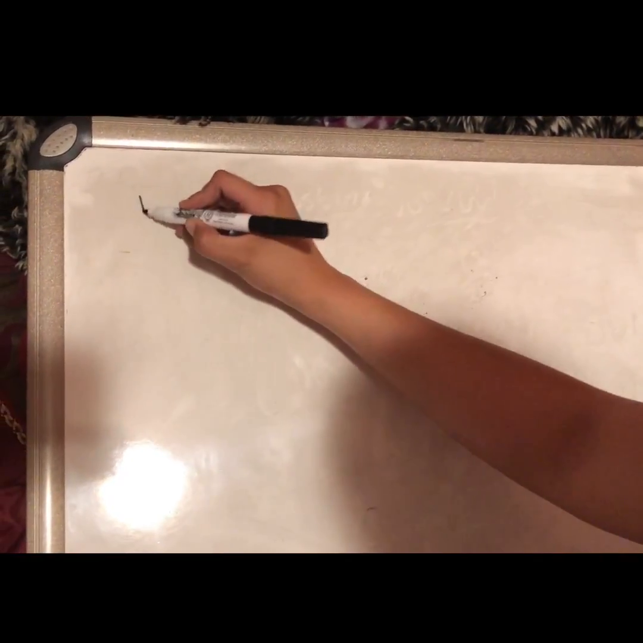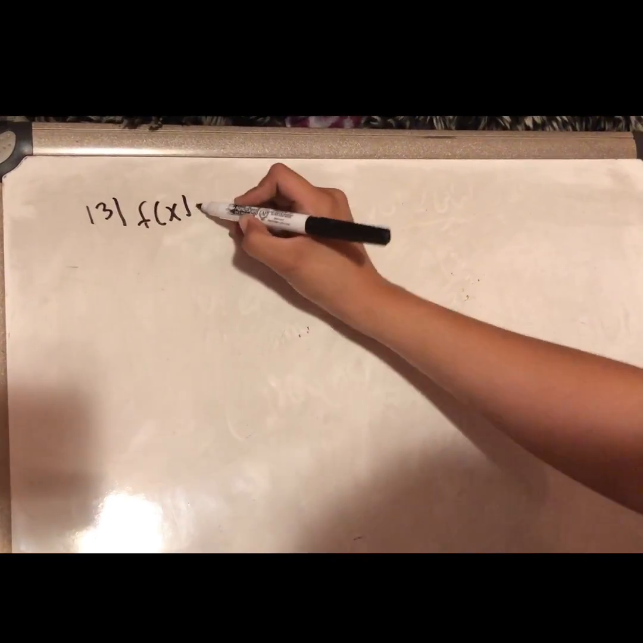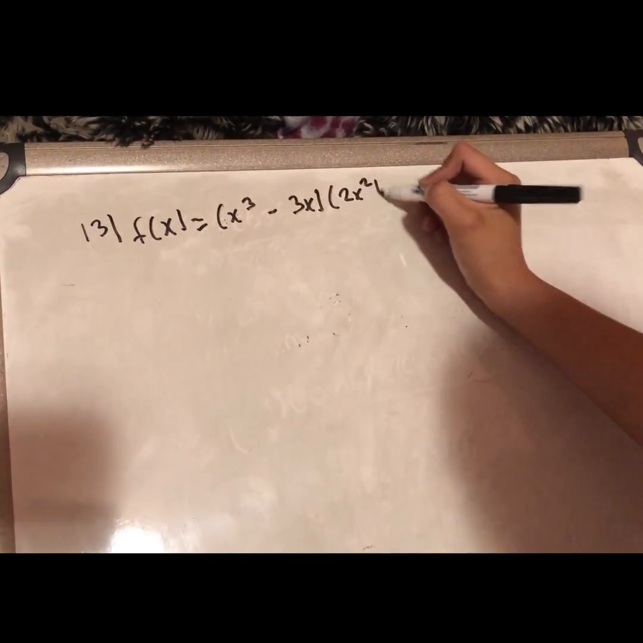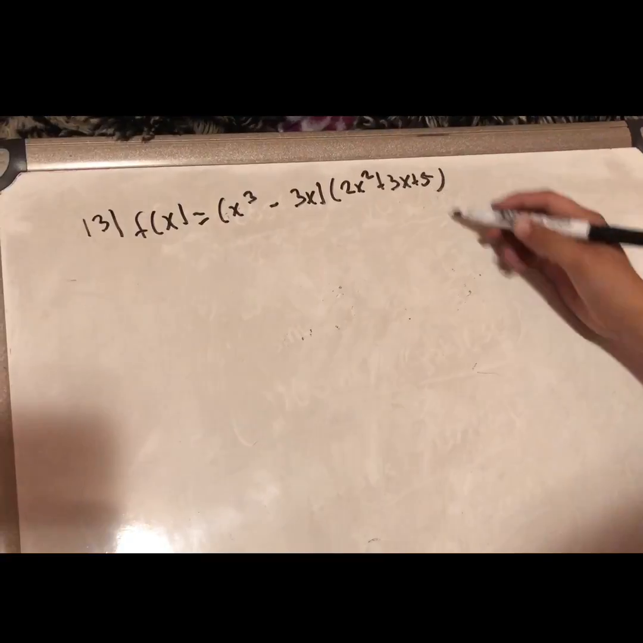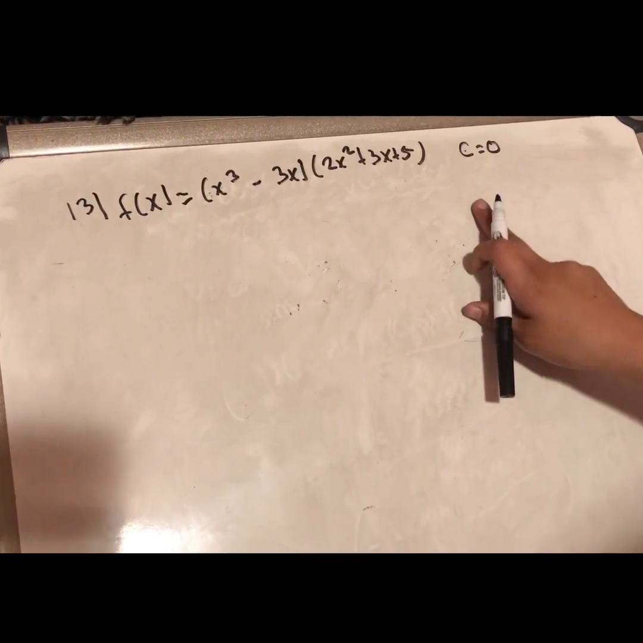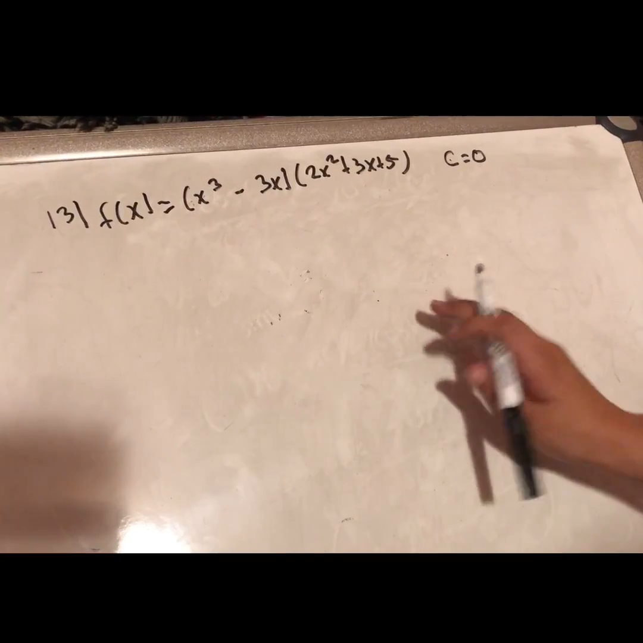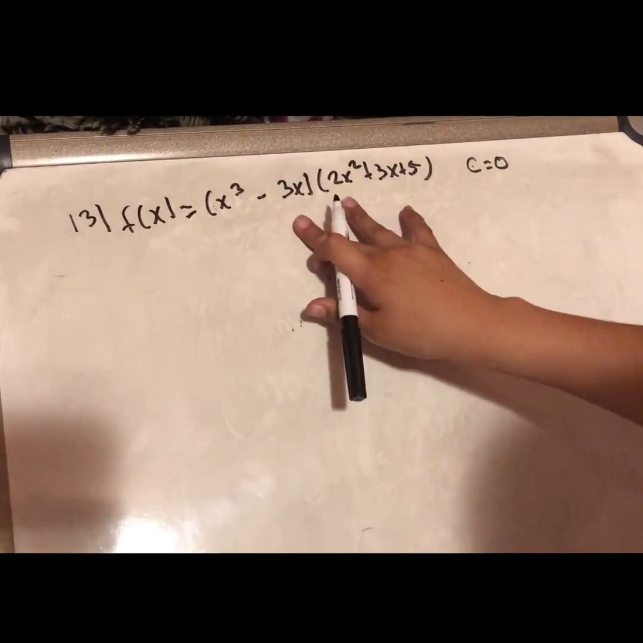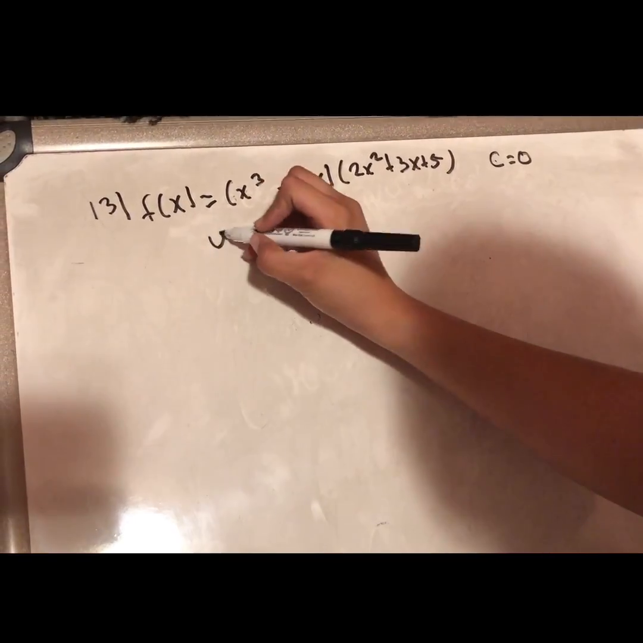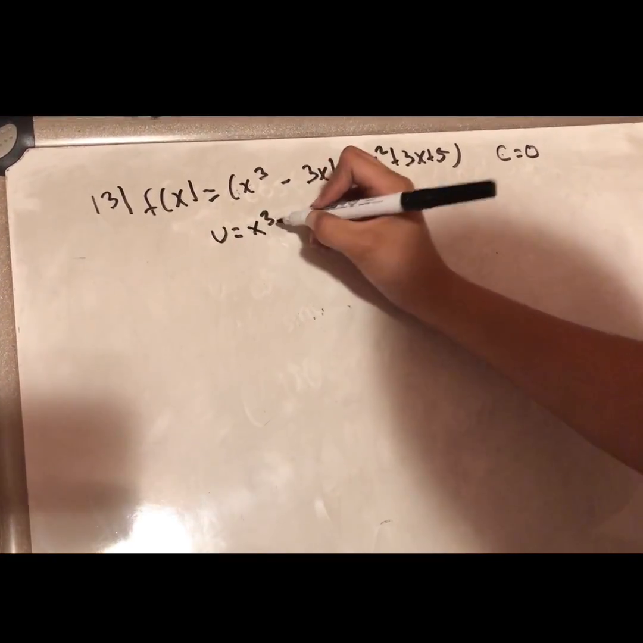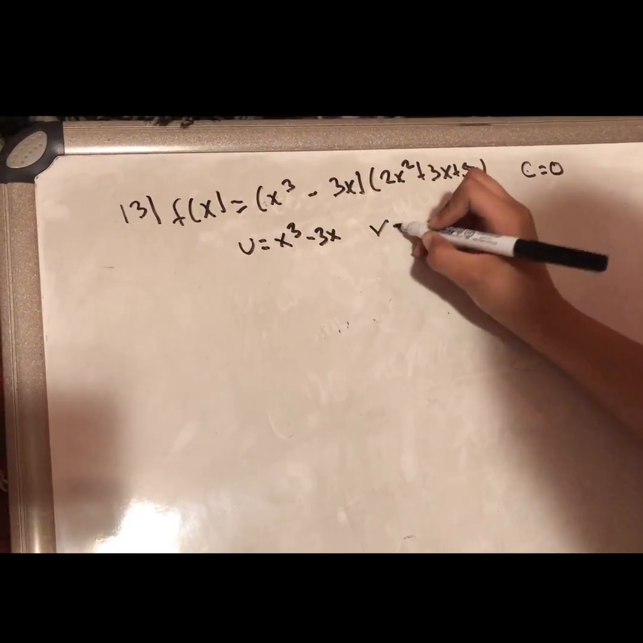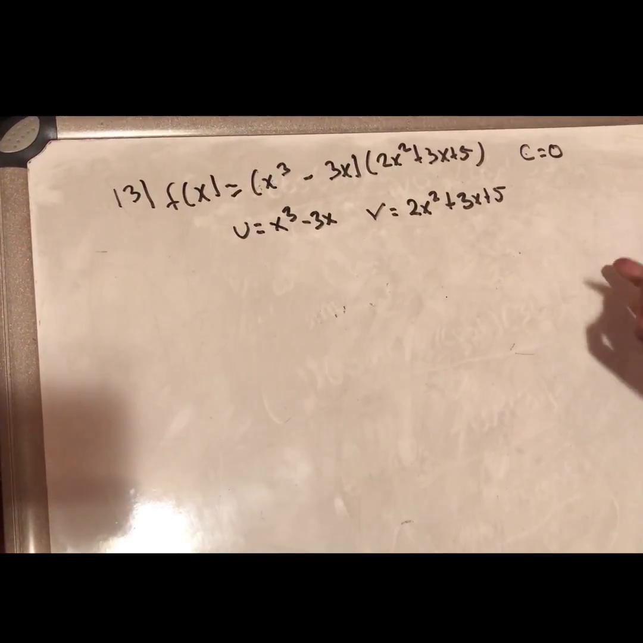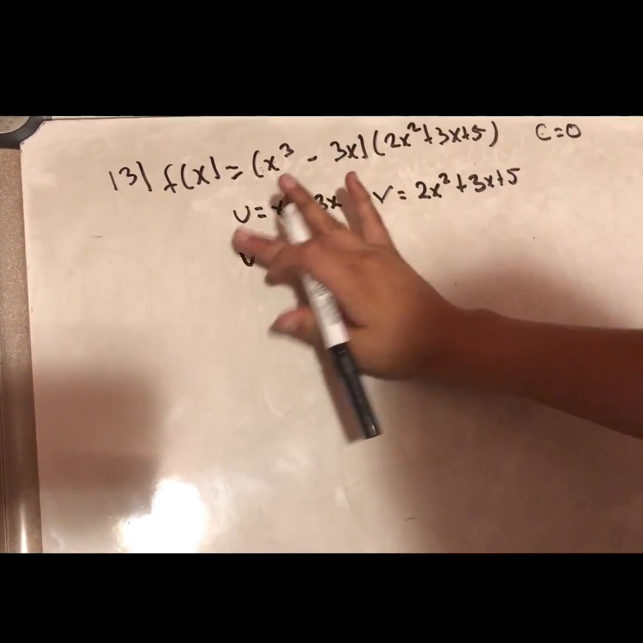Okay, so next one we're going to do is 13. It's f of x equals x cubed minus 3x times 2x squared plus 3x plus 5. It gives you the c of 0, so after you find your product, you're going to plug in the 0. So first we're going to do the product rule, since it's multiplying, so we're going to separate our u and our v. Our u is going to be x cubed minus 3x, and our v is going to be 2x squared plus 3x plus 5.